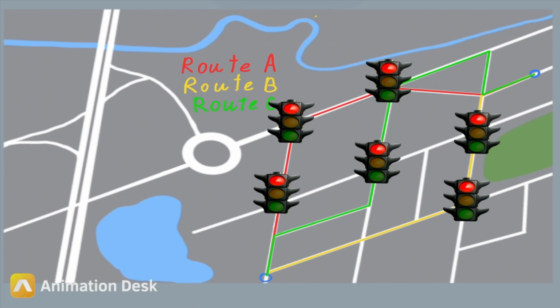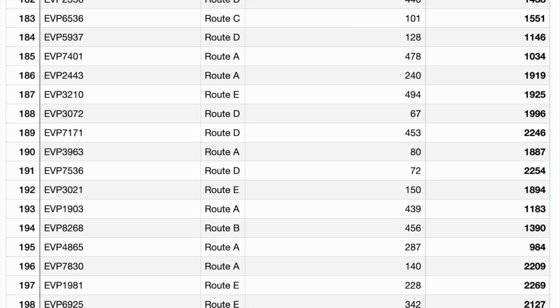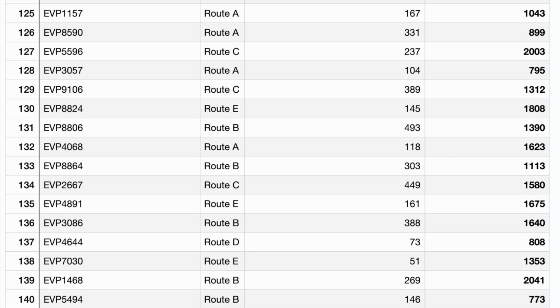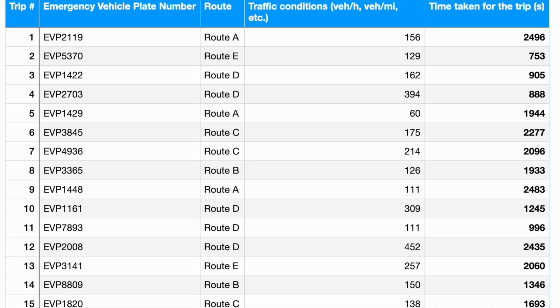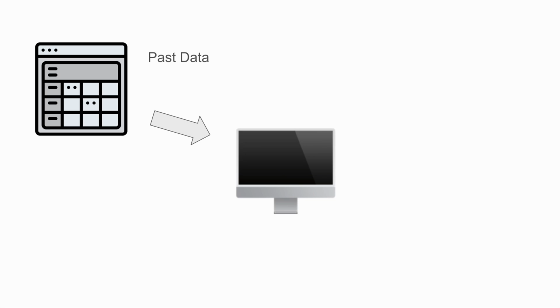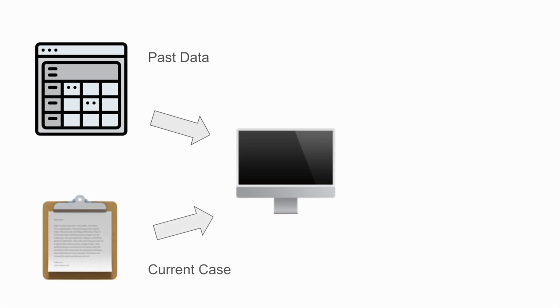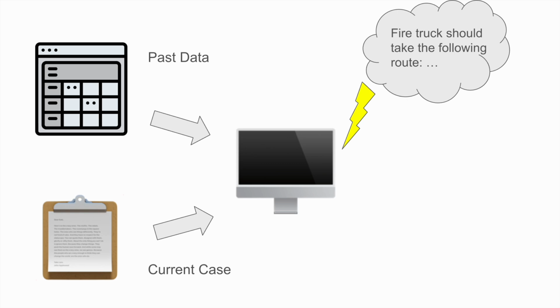What will you say? If you give hundreds of thousands of existing cases where fire trucks chose certain routes and it took them a certain time, your computer will be able to predict the best route when you give it real-time traffic conditions. Our job is to train computer code with the data. So that's how it's done.